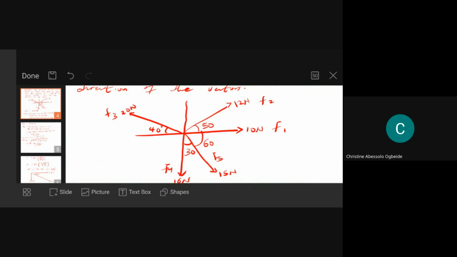Then plus, the other one becomes negative. Remember, I told you for the horizontal component, everything on the right-hand side is positive.